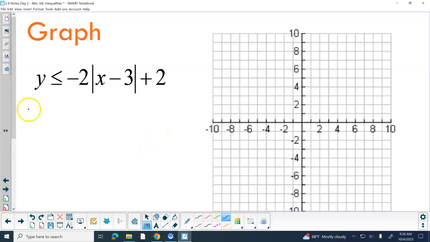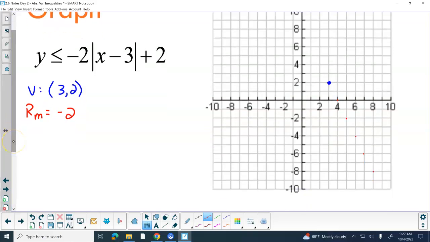Here we go. Vertex. Where was my vertex for this one? 3, 2. 1, 2, 3. 1, 2. Right there. Okay. Right side slope. So that's down 2, right 1, down 2, right 1, down 2, right 1. Okay. Left side slope.